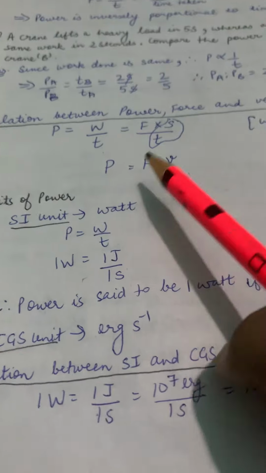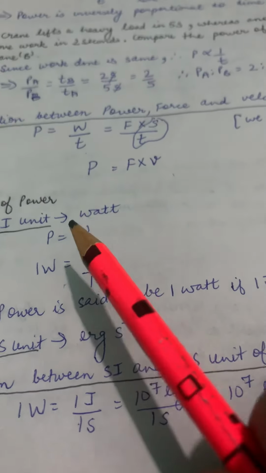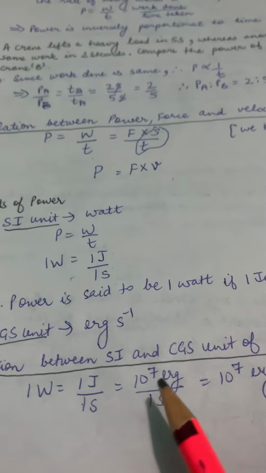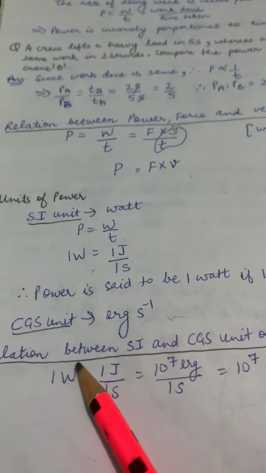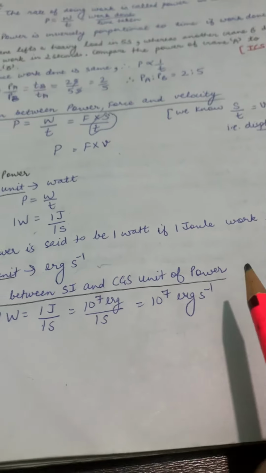इसका सीजीएस यूनिट, वर्क का सीजीएस यूनिट क्या है बच्चे? Erg. टाइम का क्या है? सेकेंड्स. तो दैट इज erg per second. Now what is the relation between the SI and the CGS unit of power?